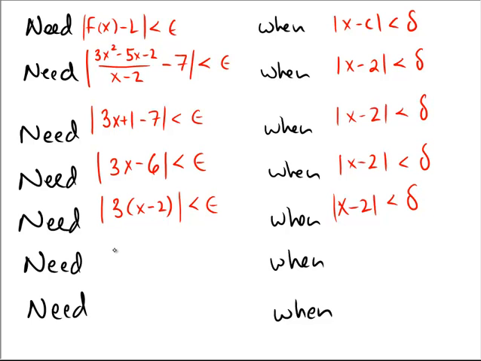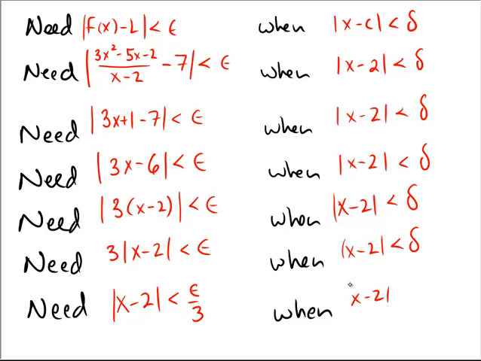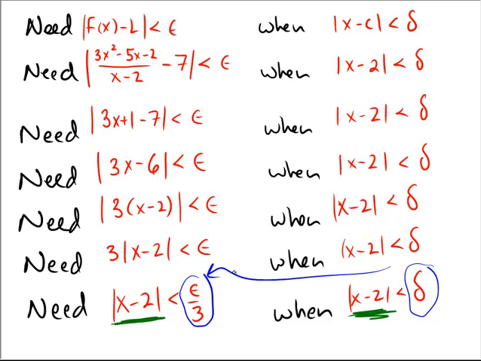So we want, well, 3 is a positive number, so I can just call this 3 times the absolute value of x minus 2, less than epsilon when |x - 2| is less than delta. And finally, dividing both sides by 3, it looks like I need |x - 2| to be less than epsilon over 3 when |x - 2| is less than delta. Wow! Delta, which is the thing we get to choose, in terms of epsilon, which is the thing we are given. This seems to give us a good choice for the delta. Maybe we'll choose our delta to be equal to epsilon over 3 and see if that works. Let's give it a shot. What's the worst that can happen here?